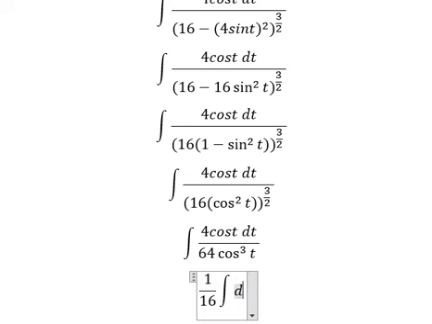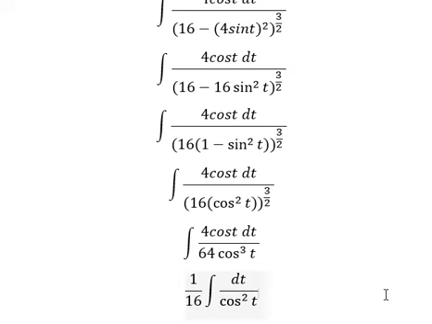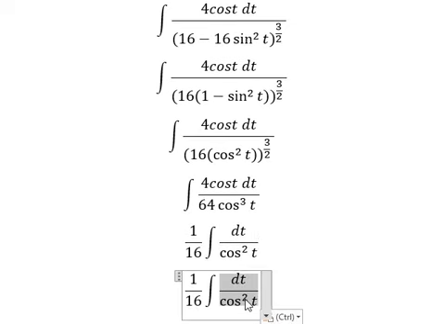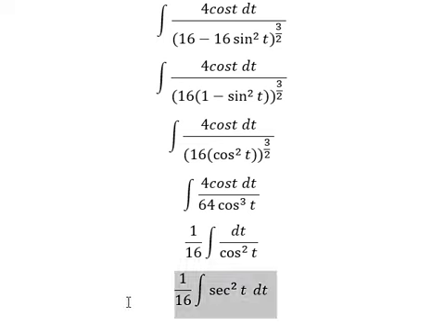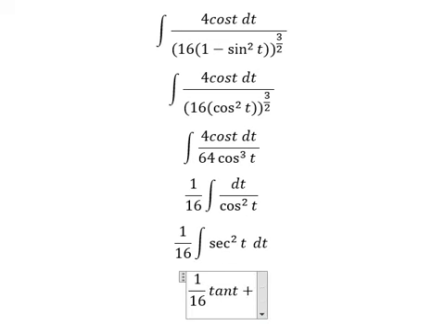This one we have dt over cosine t squared. And this one is secant t squared dt. So the integration of this one, we have tan t, and I will put plus c.